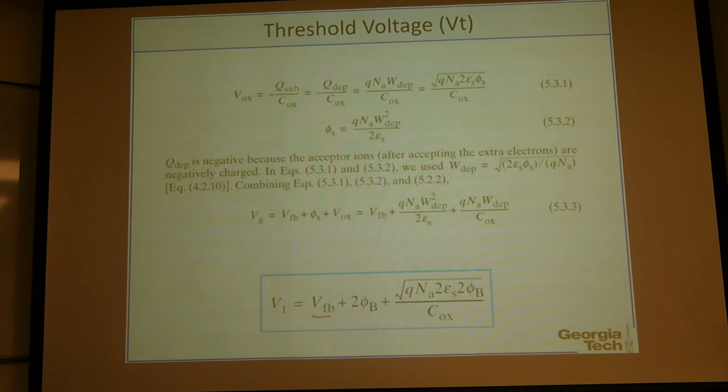And this VFB in our previous discussion is 0 because we assume phi m equals phi s, that is the flat band condition. That means without voltage, the Fermi level of the metal equals the Fermi level of the semiconductor. So the VFB equals 0. If this is not 0, then you have that added to the threshold voltage. But in this class, I think we don't discuss that condition, so we'll assume the VFB equals 0.